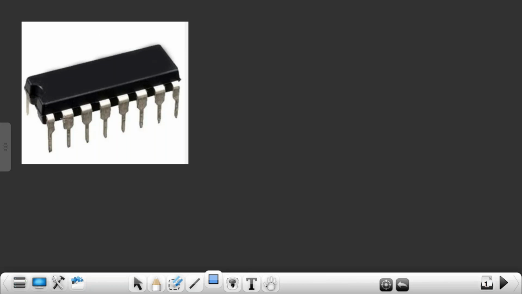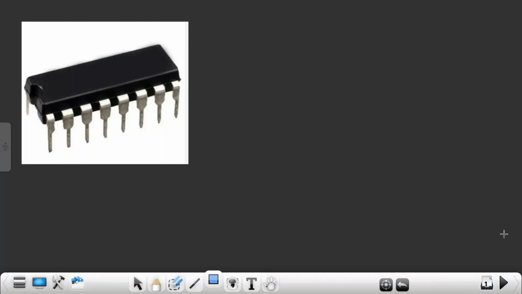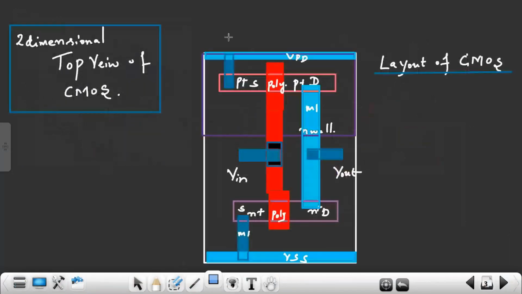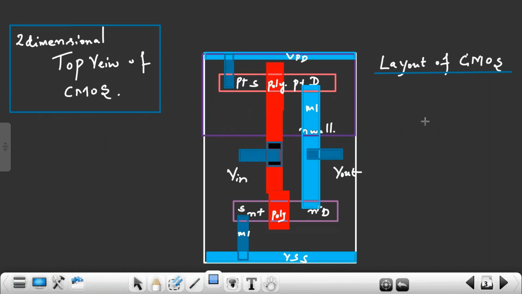Most of the foundries are outside India. For foundries, we have to give a GDS file. The GDS file consists of the layout of a design. This is called layout: the top view of a CMOS. The two-dimensional top view of CMOS is called layout. GDS consists of a layout of a design.